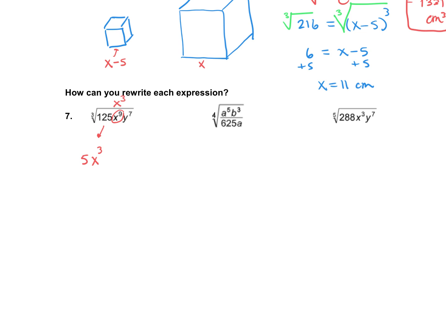Now, the y to the 7th, this one's going to be a little bit different. Y to the 7th is, break it up into groups of 3, y cubed, there's 6 of them, and we have this leftover. So if we say y to the 7th, how many y cubes can we get? Well, 2 of them, right? So that's going to give us a y squared. And then this one that's left over stays underneath our cube root.